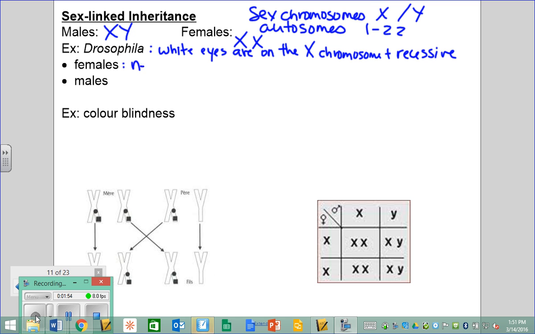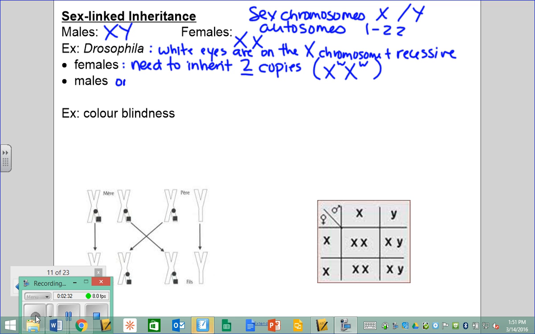Females need to inherit two copies. So they would need to get two X chromosomes that both had that recessive allele for white eyes. When we're talking about sex-linked inheritance, we usually write the allele as the letter of the chromosome. Most of the time it's the X chromosome, with a little superscript with the letter that represents the allele we're talking about.